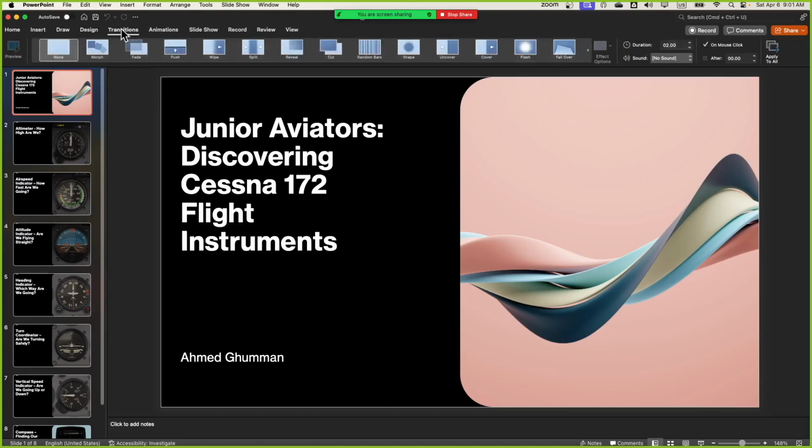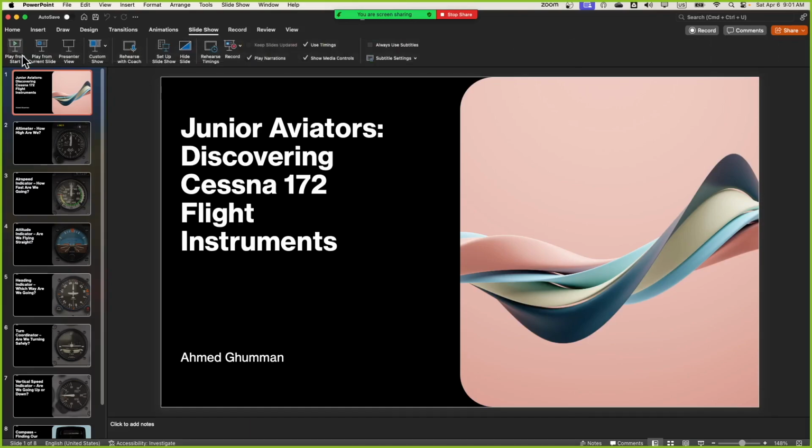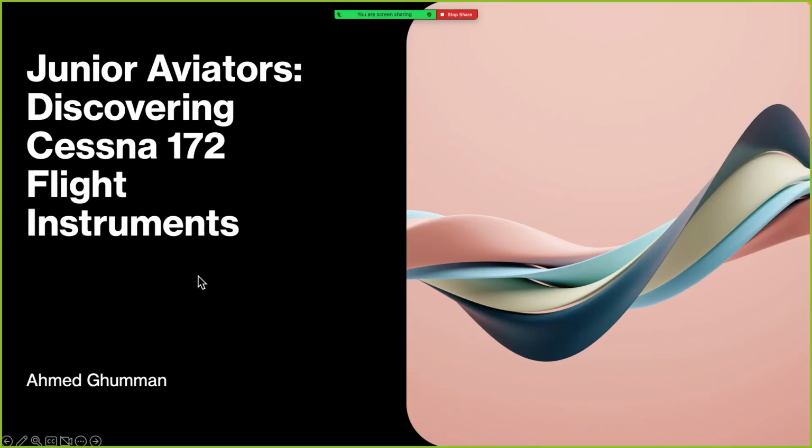So let's start the slideshow. Okay, welcome guys. Cessna 172 is the name of the aeroplane we're going to be learning about. Most aeroplanes have these flight instruments, which we're going to be talking about. If you have any questions about any flight instrument, you can ask me. The other name of the Cessna 172 is Skyhawk.